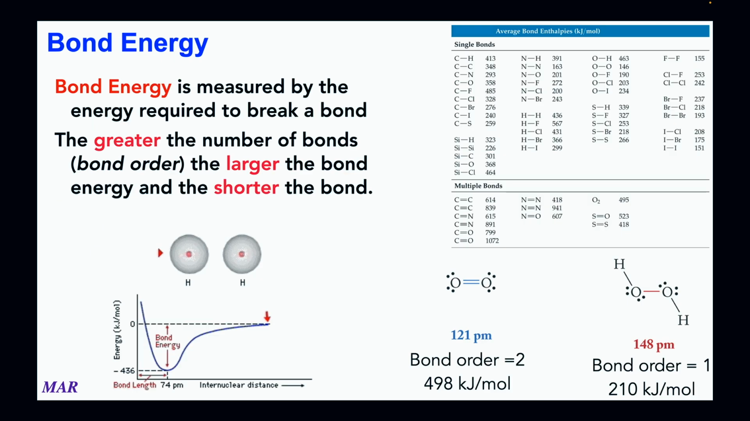There's always going to be some optimum distance between the 2 atoms in a bond, all right? If it's too close, you start to have lots of repulsion.